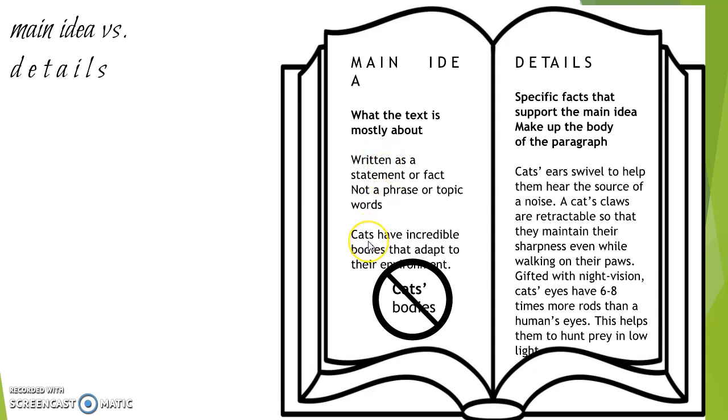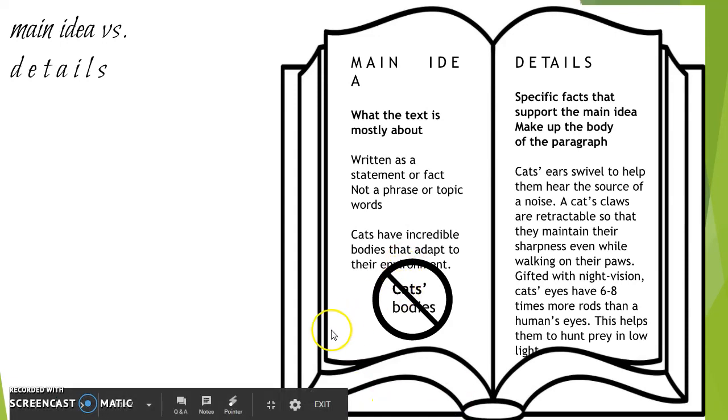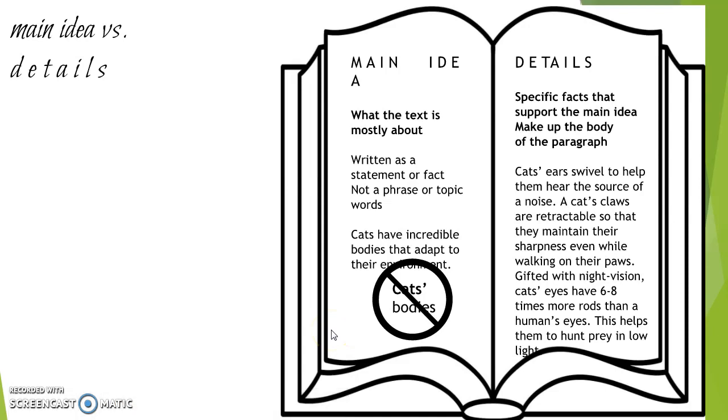So, cats have incredible bodies that adapt to their environment. That is what the main idea would be. Not just cats' bodies, because we're not just talking about cats' bodies, but we're going to be talking about cats' bodies and adapting. So that would be our main idea. That's what the text would be mostly about.